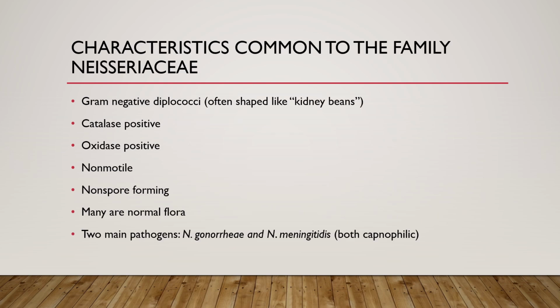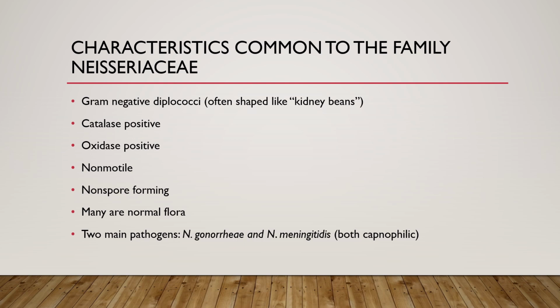Let's talk a little bit about Neisseria species. Neisseria organisms are gram-negative diplococci, and they are often shaped like kidney beans. They're catalase positive and oxidase positive, non-motile, non-spore forming, and many are normal flora, including normal flora of the upper respiratory tract. There are two main pathogens, Neisseria gonorrhea and Neisseria meningitidis. Neisseria meningitidis actually colonizes about 30% of the population in the nasopharynx without being a pathogen.